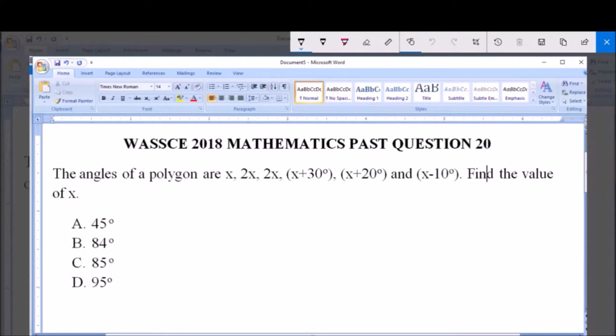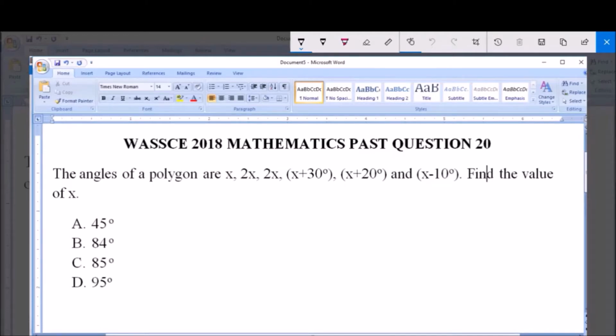I'll be answering WAEC 2018 Mathematics Past Question 20. The angles of a polygon are x, 2x, 2x, x plus 30 degree, x plus 20 degree, and x minus 10 degree. Now we have to find the value of x. A 45 degree, B 84 degree, C 85 degree, and D 95 degree.